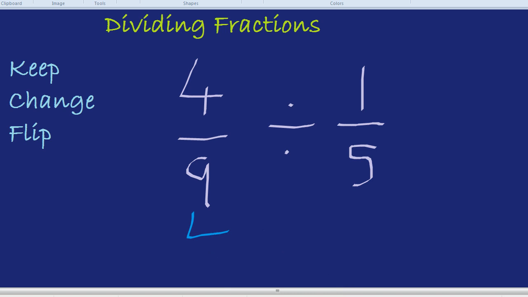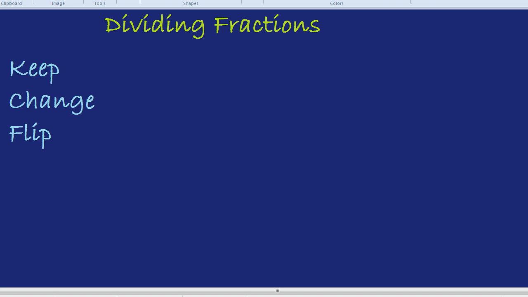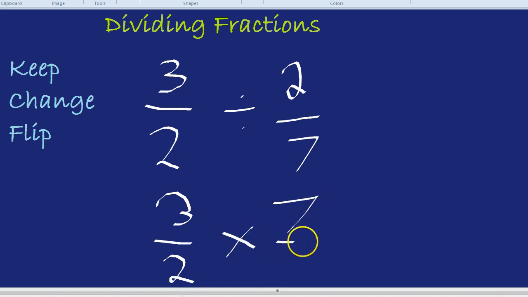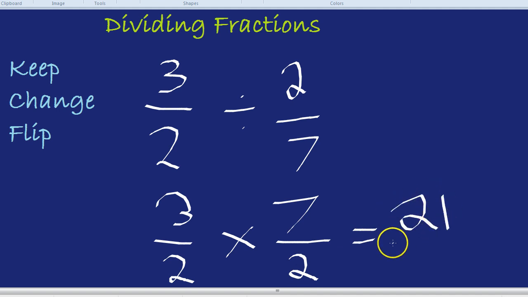We can do one last final example, perhaps a top-heavy fraction. In other words, 3/2 divided by 2/7. And indeed, we keep the first fraction the same, always. Change that to a times, flip the second fraction over, so it's 7/2, and multiply top and multiply bottom. That top line, 7 times 3 would be 21, 2 times 2 is 4, and there we have our top-heavy answer. That's how to divide fractions.